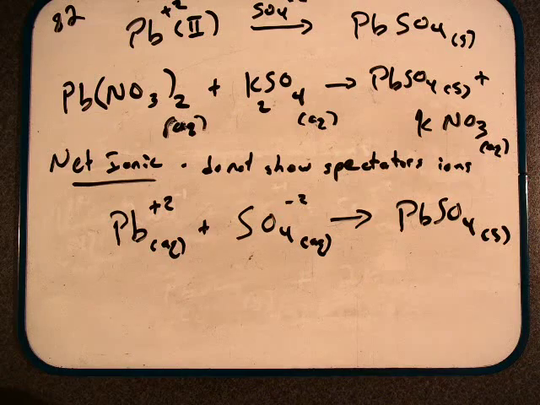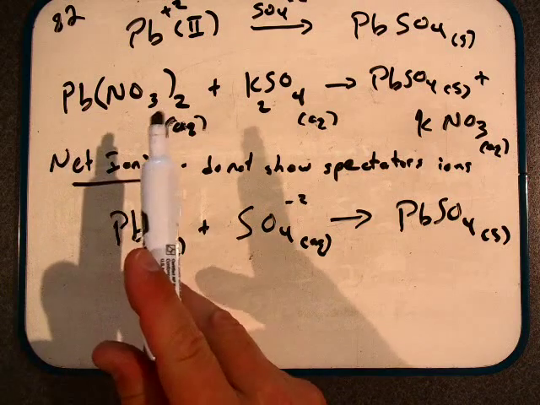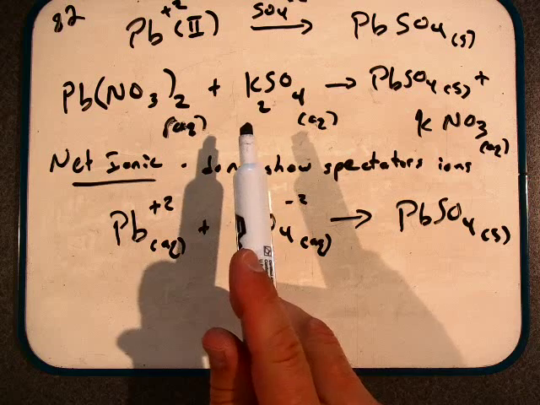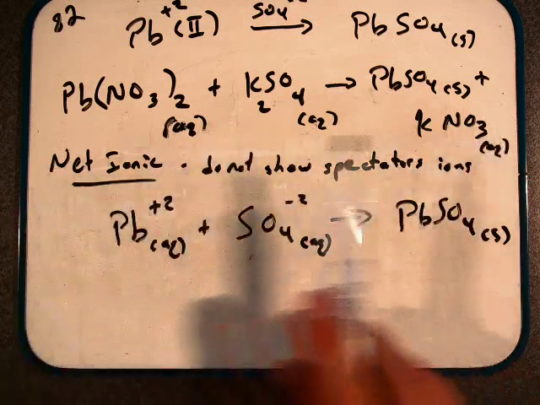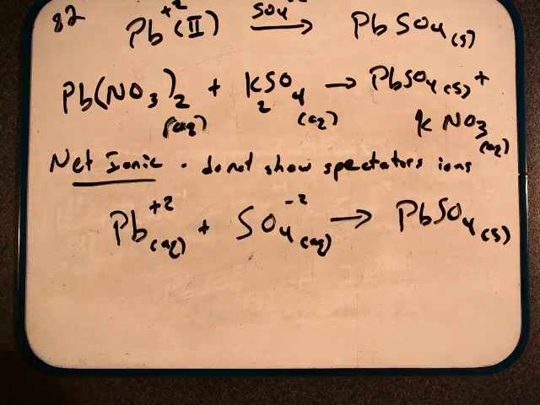We are not showing the nitrates. We are not showing the potassium on either side of the chemical reaction because, again, they are not forming anything new. They are simply staying in solution and are simply spectators, simply watching the show, and the players in the show are represented in the net ionic reaction. That's number 82.